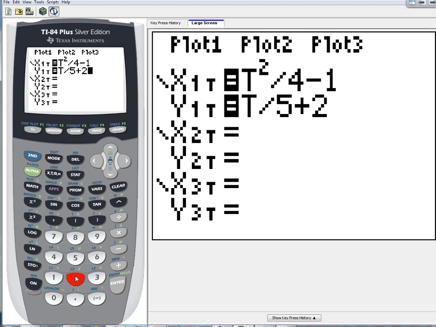All right. And you think, okay, great, I can go ahead and put that in there. The only thing is, I haven't told the calculator which t's to use. And where I do that is on the window. So your third step would be press window.